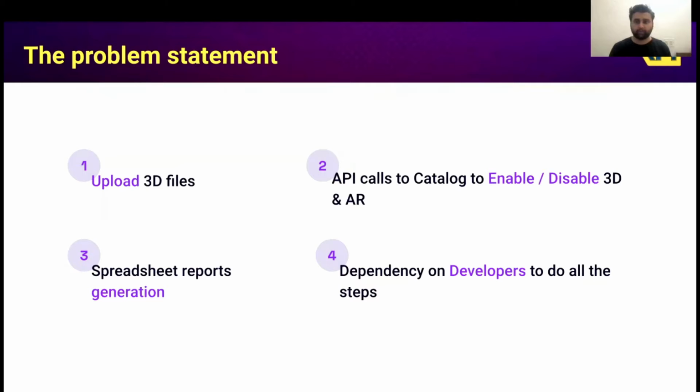One thing is you have to have a 3D model uploaded somewhere on the server, and you have to have a 3D augmented reality configuration on the catalog side. Also, once we have taken it live, we have to generate a spreadsheet report of the products that we have taken live. All of these come as a dependency on developers, because the upload APIs are exposed by a lot of other teams that maintain these things.